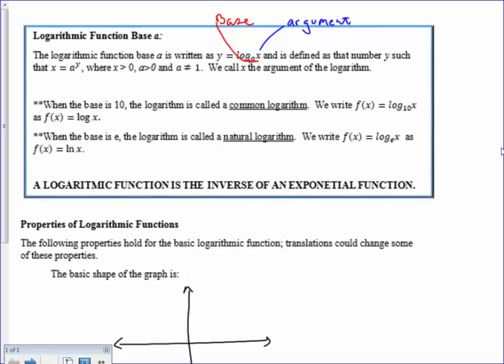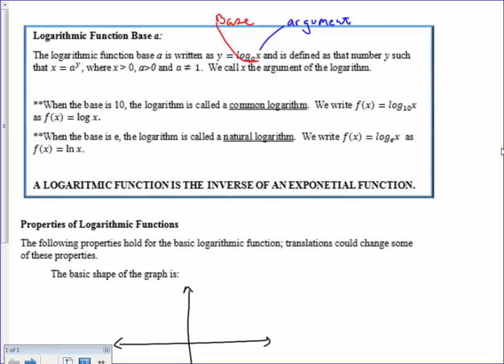When the base is 10, the logarithm is called a common logarithm. We write it f of x equals log base 10 of x, but normally the base 10 is not written, so it's just log x. If you see a log function and there is no base, then it's understood to be base 10.